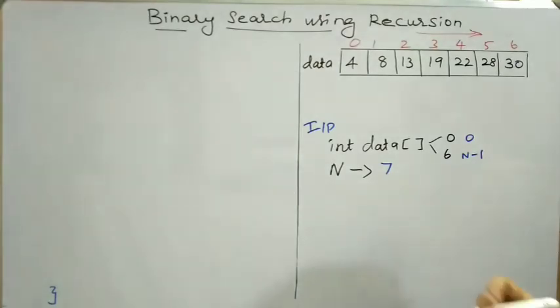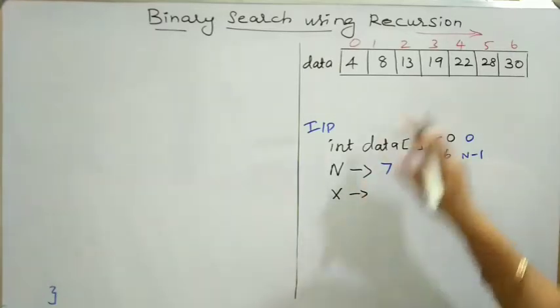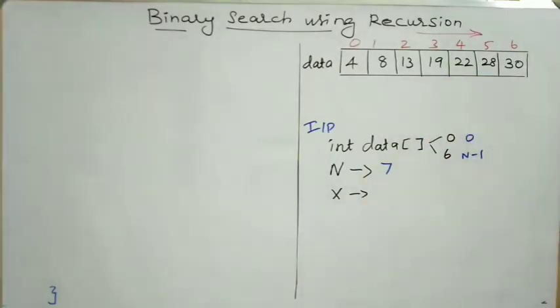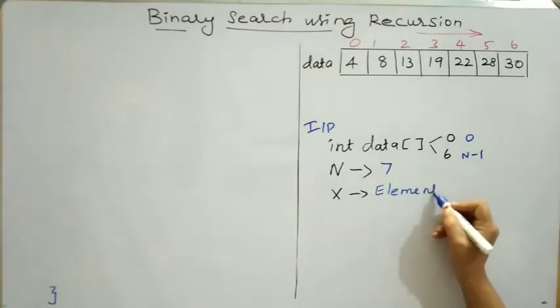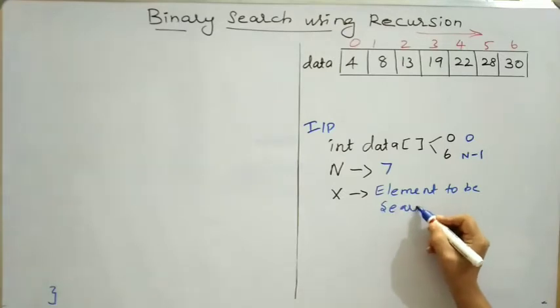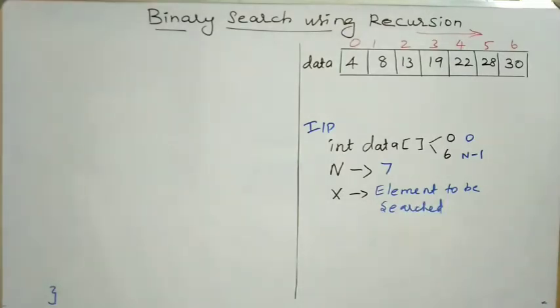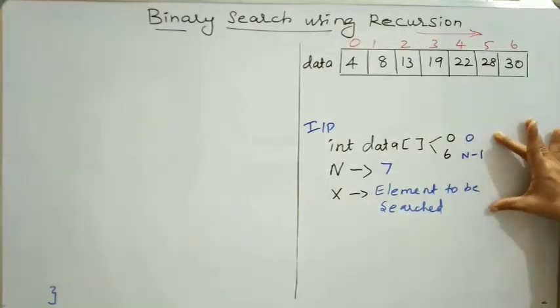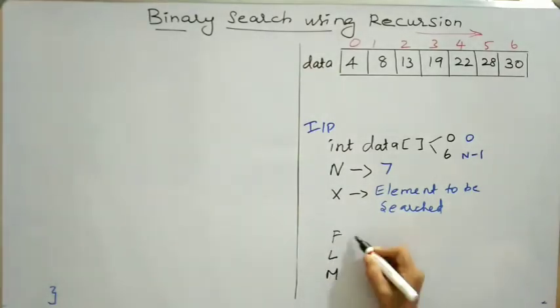In addition to this, I maintain a variable x. The value of x I am going to search in the given set of values. So x is an element to be searched in the given set of values. This is the element which I am searching for. In addition to this input data, I am going to maintain some variables, that is f, l and m.